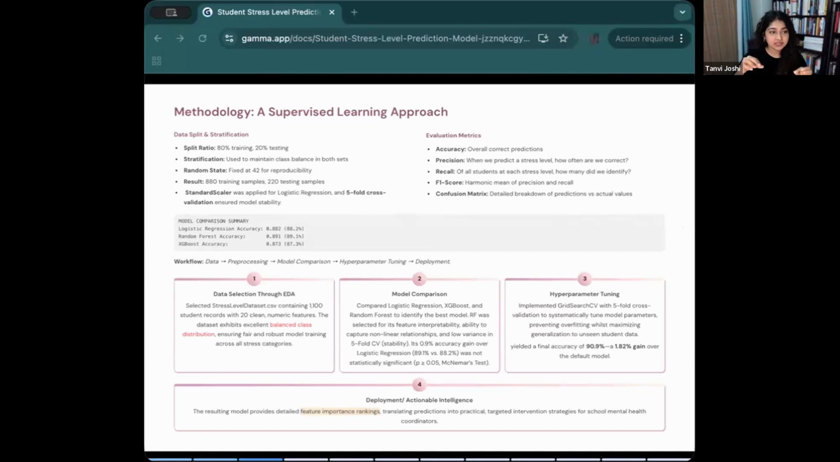The minimum threshold that I set for my model was 85% because this is also the threshold required for clinical reliability of any psychological or mental health related work. Everything had to be above that. Any model falling below that would have been unfit.